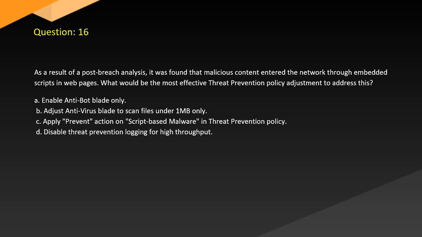Question 16. As a result of a post-breach analysis, it was found that malicious content entered the network through embedded scripts in web pages. What would be the most effective threat prevention policy adjustment to address this? A. Enable anti-bot blade only. B. Use just the antivirus blade to scan files under 1 megabyte only. C. Apply a prevent action on script-based malware in the threat prevention policy. D. Disable threat prevention logging for high throughput.